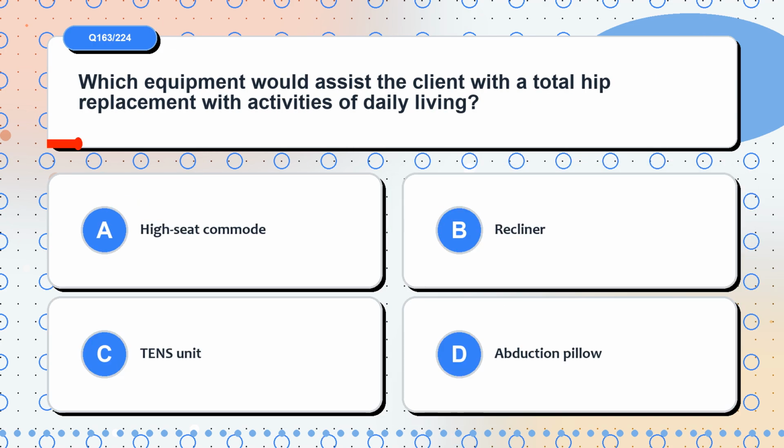Question 163. Which equipment would assist the client with a total hip replacement with activities of daily living? Here are the options. Option A. High-seat commode. Option B. Recliner. Option C. TENS unit. Option D. Abduction pillow.